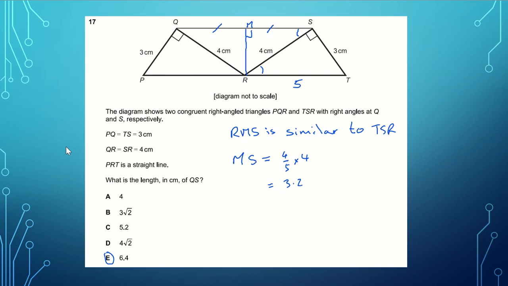17. The diagram shows two congruent right angle triangles PQR and TSR with right angles at Q. Okay, so these two triangles here are congruent, so the same triangle, different orientations. So Q to S must be parallel to PRT. So that's first thing to note.